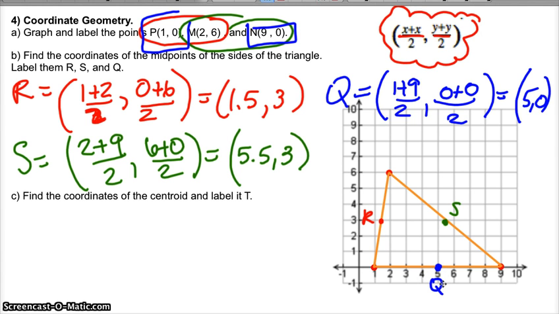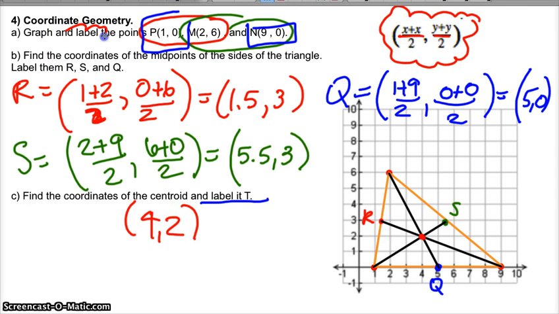It says find the coordinates of the centroid, label it T. So I'm going to use my line tool. You may need a ruler. The centroid is formed by the medians, and the medians join the vertex to the midpoint of the opposite side. A vertex to the midpoint of the opposite side, and the vertex to the midpoint of the opposite side. So it looks like my median is right here with coordinates 4, 2.